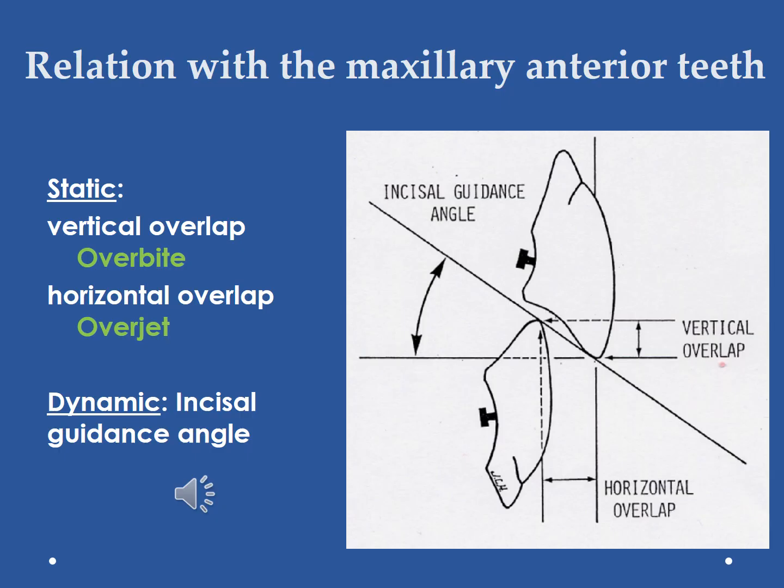As you know, the relationship between the lower anterior teeth and upper anterior teeth is either static or dynamic. The static relationship includes the vertical overlap, which is called the overbite, and the horizontal overlap, or what's called the overjet.